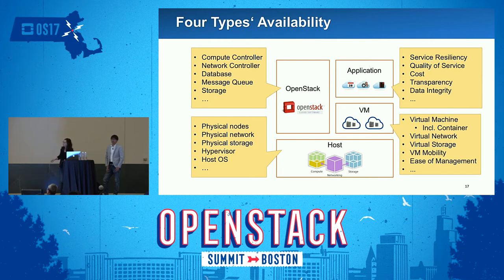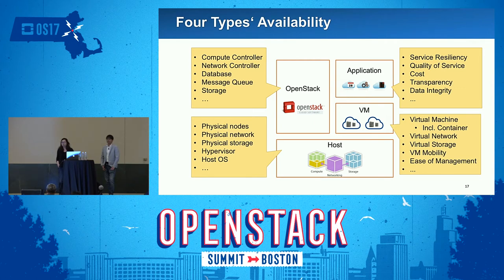And the four areas list all the factors affecting the availability. For the physical host, definitely we need to understand the availability of nodes, the network and the storage, all these things, of course including the operating system or hypervisor layer of the hosts. For the virtual machine part, we also need to be careful about the virtual network, virtual storage, the mobility over different hosts, and the management ability. And for the application, we have the terms about the service resilience. That's very, very important, actually. We need to handle the quality of service, the cost, the transparency and the data integrity, everything together to do the resilience.